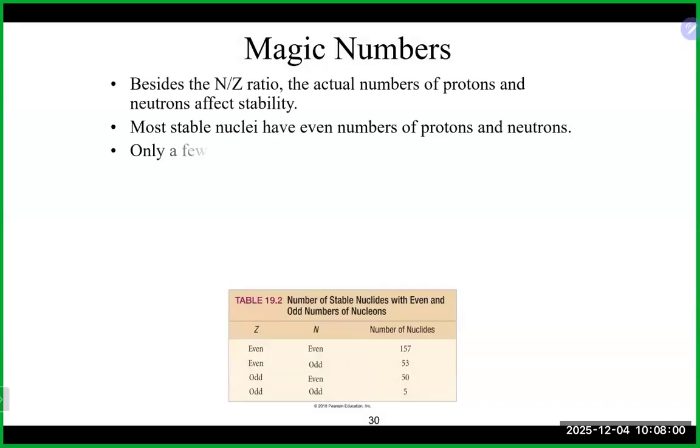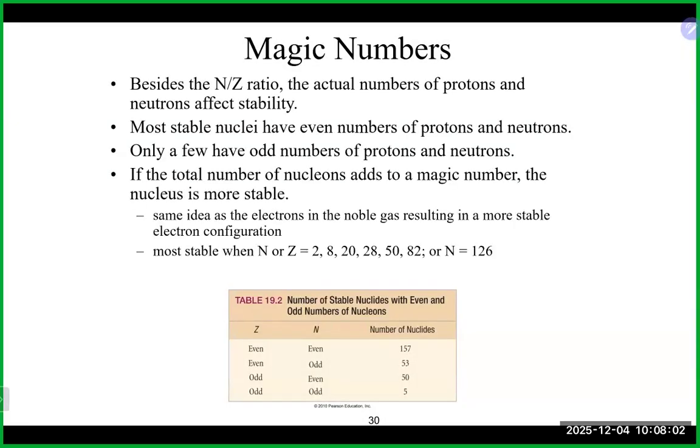Now, that is probably a very good and very common way to look at stability. But there are other factors that we sometimes look at when we're looking at stability of radioactive isotopes, or just isotopes in general. Most stable nuclei will have an even number of protons and neutrons. Only a few will have an odd number of protons and neutrons, and you can see that from this table here.